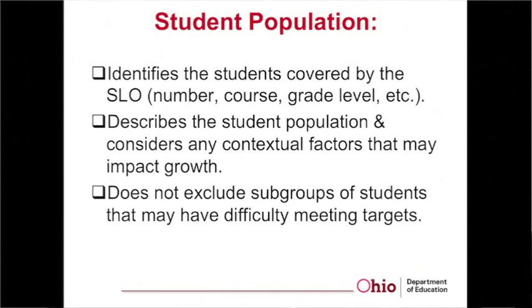You're going to identify how many students are in this SLO, which should be all the students. If you're the Biology 1 teacher, then every student that's in your Biology 1 class, first period, third period, whatever the case may be, they're all covered in this SLO. So how many are they? What grade are they in? There might be some 10th graders in your Biology 1 class. There might be some seniors. Describe the student population and consider any contextual factors that might impact growth.